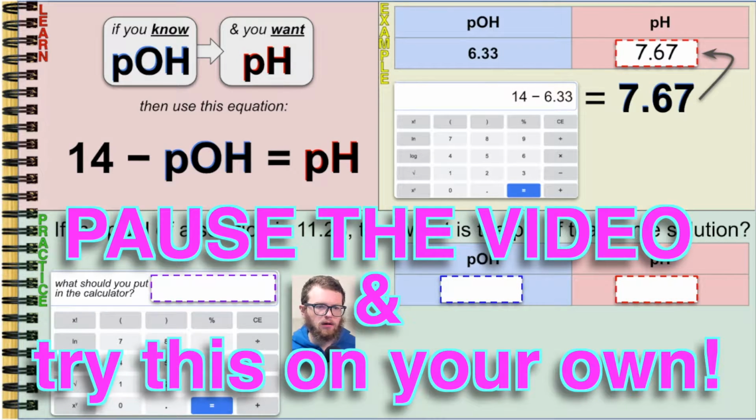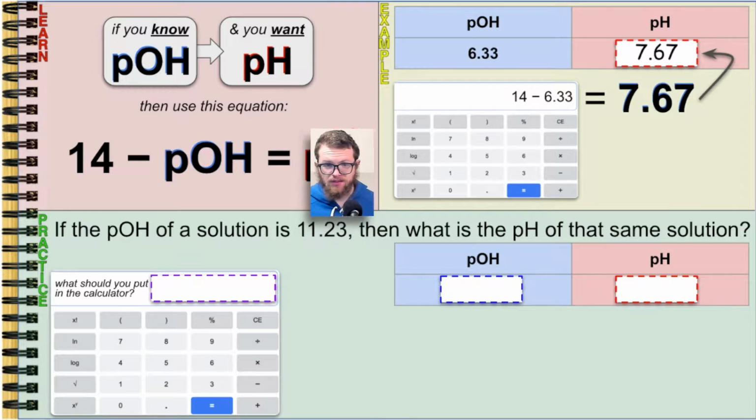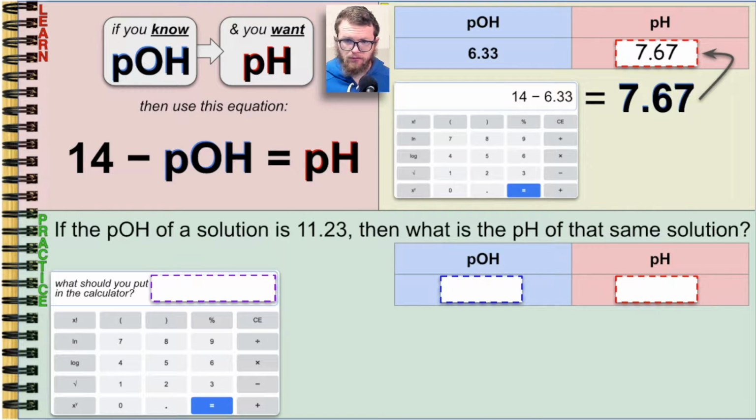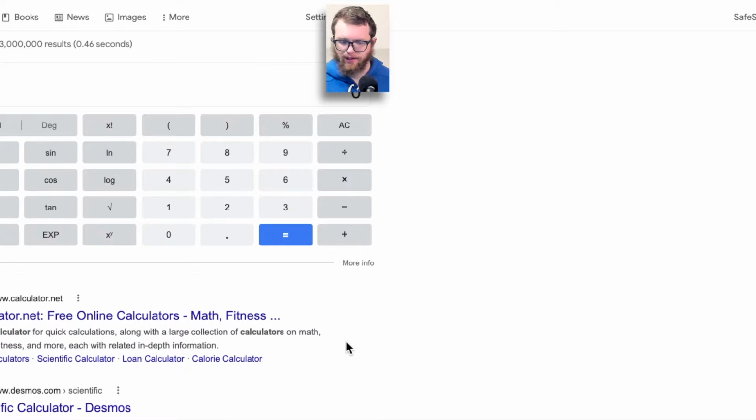Okay. Slide number 6 uses a very similar equation. 14 minus pOH equals pH. If we know the pOH and we want to find the pH, we use this equation. So, for the calculator, we use 6.33 as our pOH. So 14 minus 6.33 gets us 7.67. If you need a calculator, you can just click right there and get a calculator.